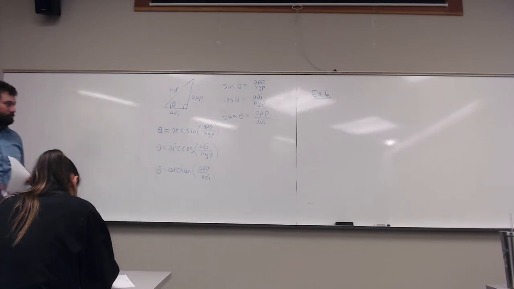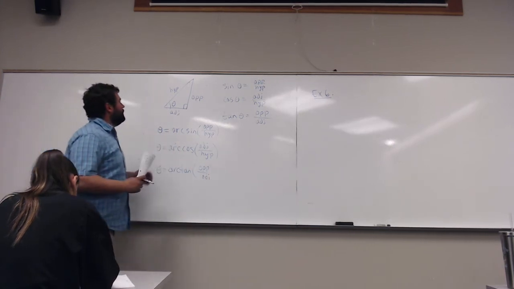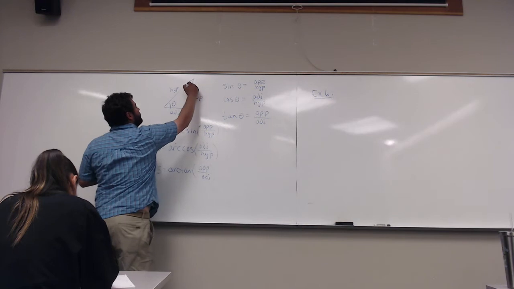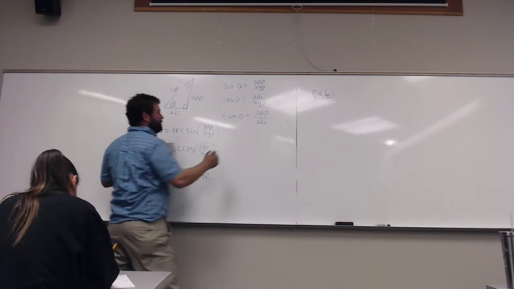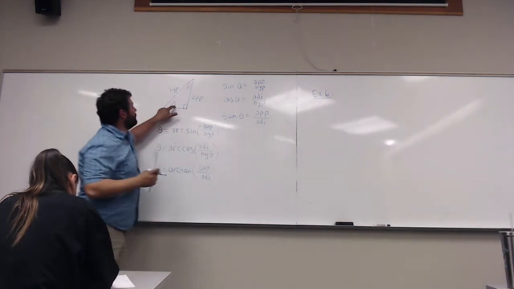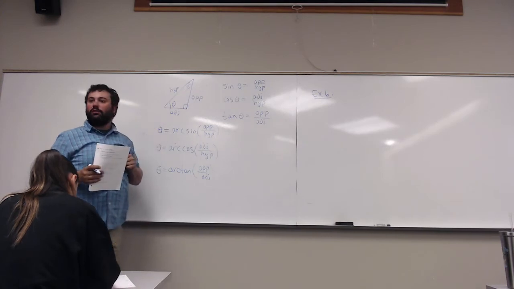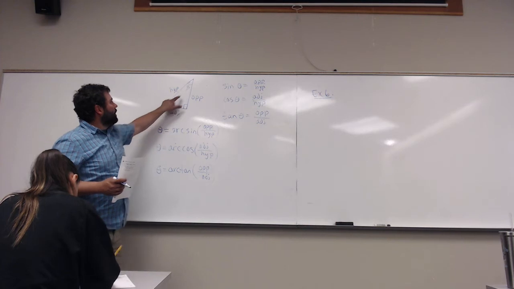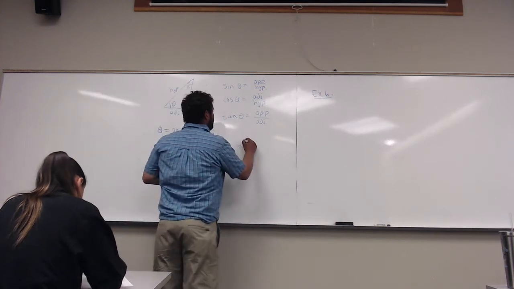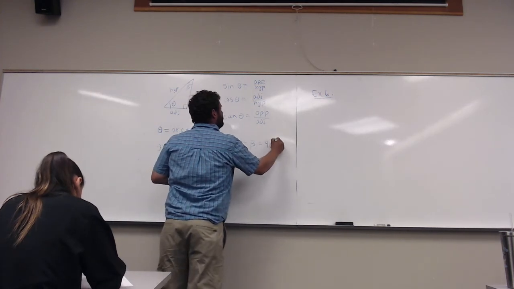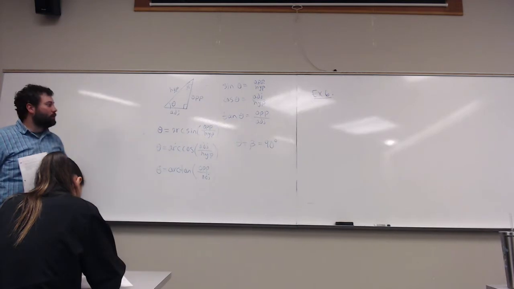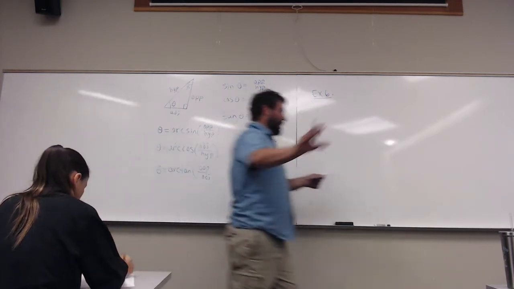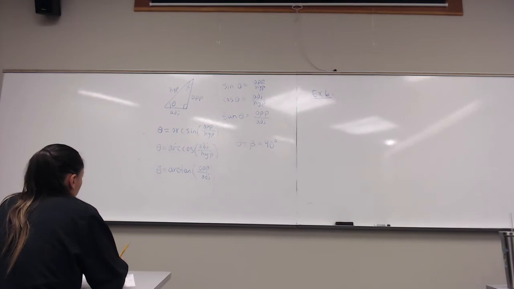Okay. And then if I label this other angle, say beta, the other fact is all three angles in a right triangle have to add to 180. If you take away the 90-degree angle, theta and beta have to add up to 90 degrees. But in general, all three angles have to add up to 180.